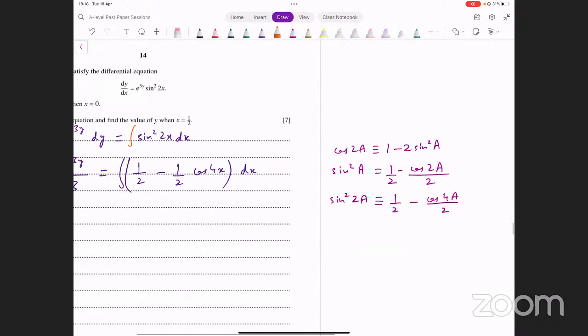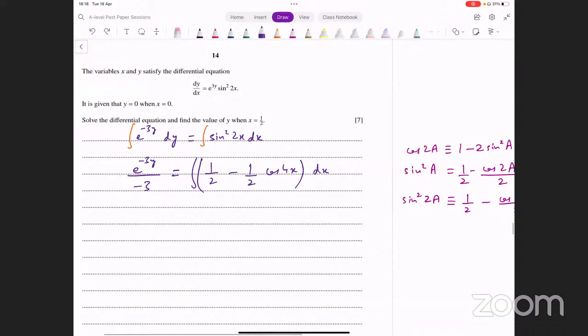ये देख लें कन्वर्जन होगी तो इसको मैंने 1 over 2 को मैंने साइड पे लिख दिया, ये वाले 2 को, and then you have cos of 4x. Okay, now you can integrate the right hand side. Left side पे तो मेरे पास ये आ रहा है minus e raised to power minus 3y over 3. Right side पे what is the integration of 1 over 2 with respect to x? That's 1 over 2 times x. And then minus 1 over 2, this constant remains as it is.